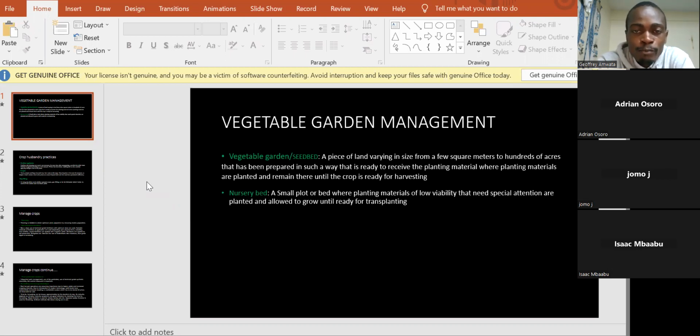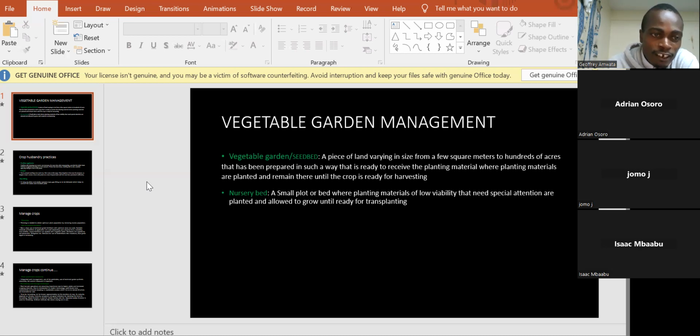On our unit of competence today, we are going to learn about vegetable garden management. And these are going to be our objectives. Objective number one is management practices carried out on vegetables. Objective number two will be definition of the following terms: one, vegetable garden seedbed; second, nursery bed.